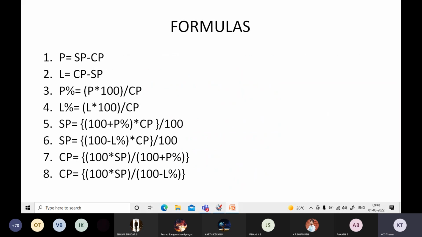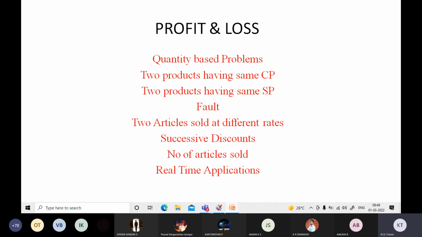You can already see the screen. There are almost 8 formulas. I have written only very few, but as of my knowledge, there are 10 to 12 formulas in profit and loss. So if a student commits a small mistake in remembering the formula, the complete answer goes wrong. That is the reason this is one of the most calculative and time taking topics.